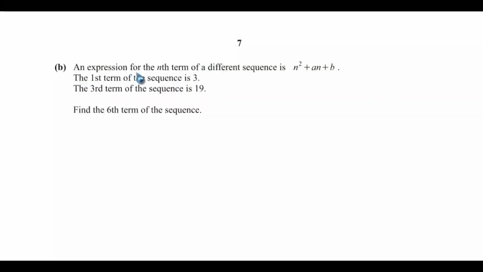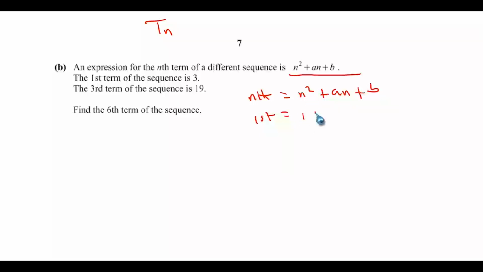That's part B. An expression for the nth term of a different sequence is this. So that means the nth term is equals to n squared plus an plus b. Of course, for the nth term you can use tn like this, no troubles, but I'm used to this. So the first term, when n is 1, will be 1 squared, that's 1, plus a times 1, a, plus b. This is the first term and is equals to 3. So this is the first equation.